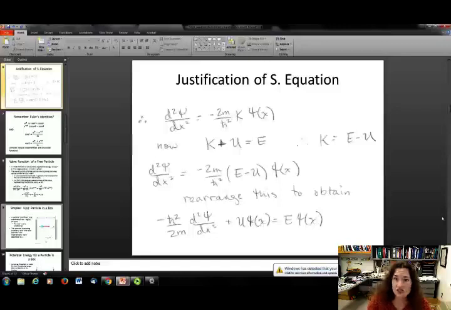So this is a justification. It's showing that it can be true for a really standard type of wave function. It's not at all a derivation, because I said this can't be derived. It's a new fundamental equation. But it does show you how he came up with the idea for it in the first place. So this is our Schrodinger equation.